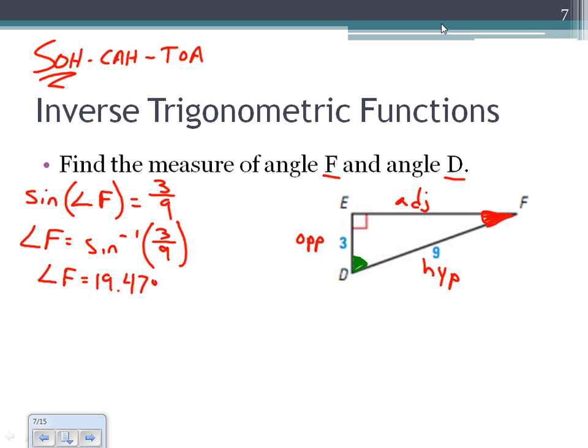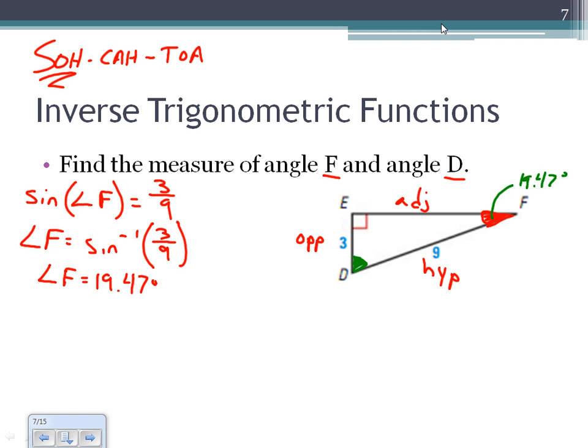It is always the biggest, yes. Are you asking about this number? This is an angle, remember. So this angle is right here. It's 19.47. Sides are different from angles. Okay? Good question, though.